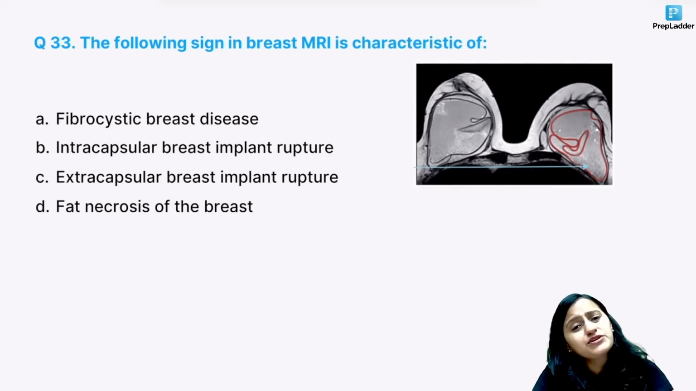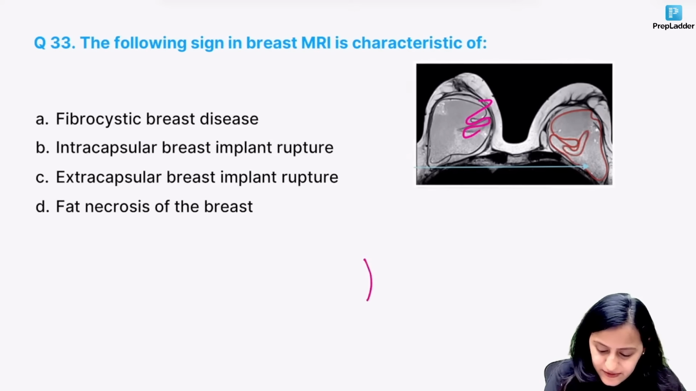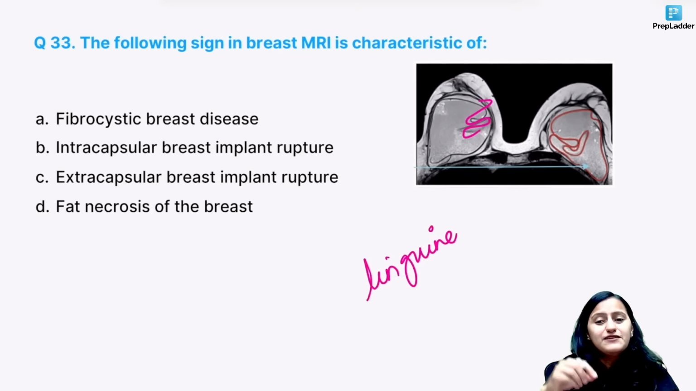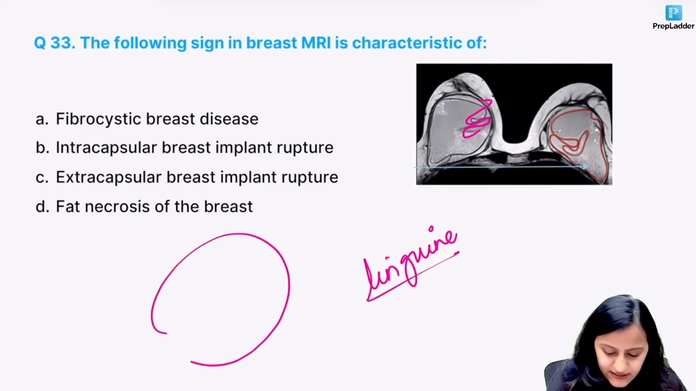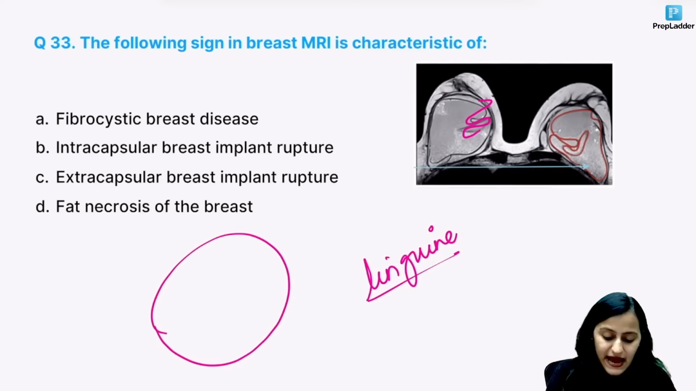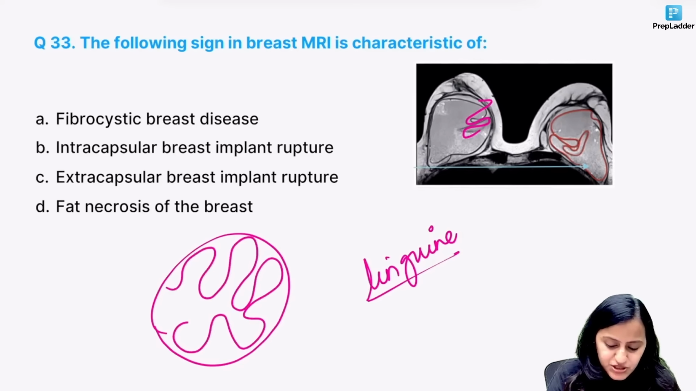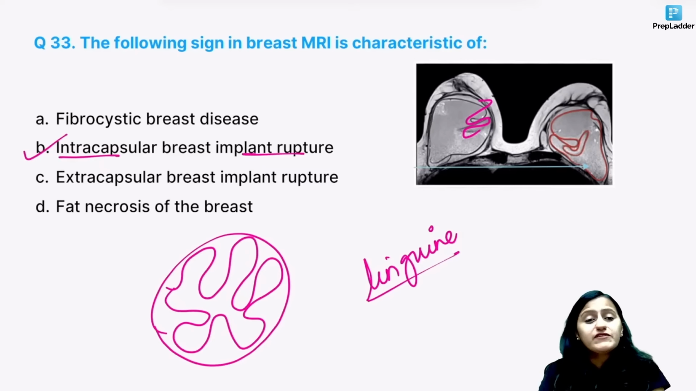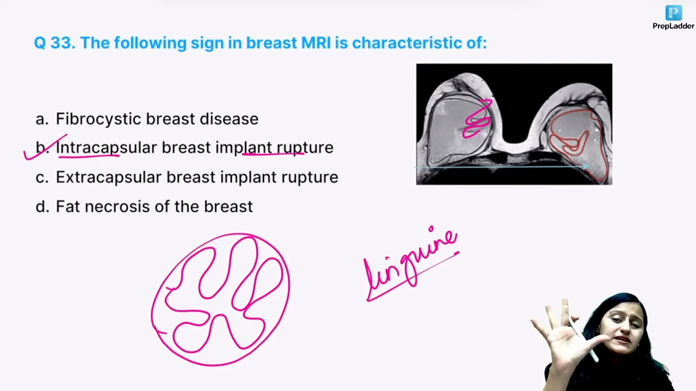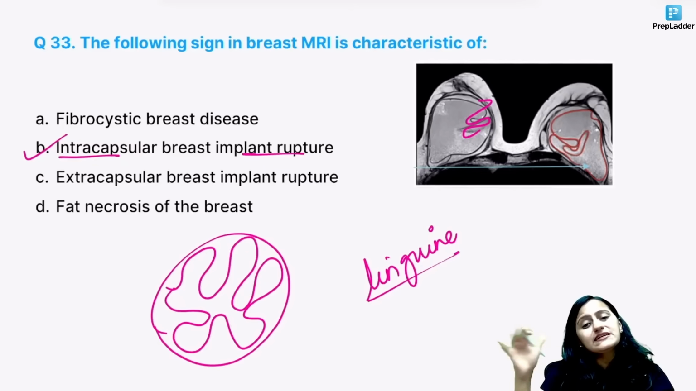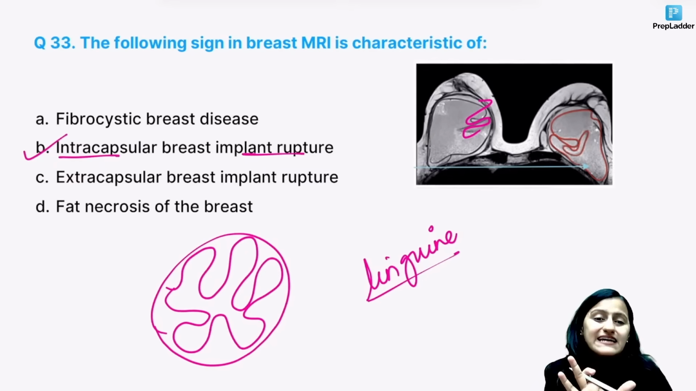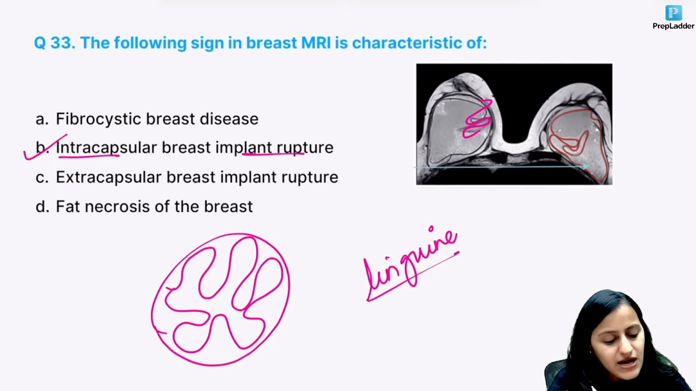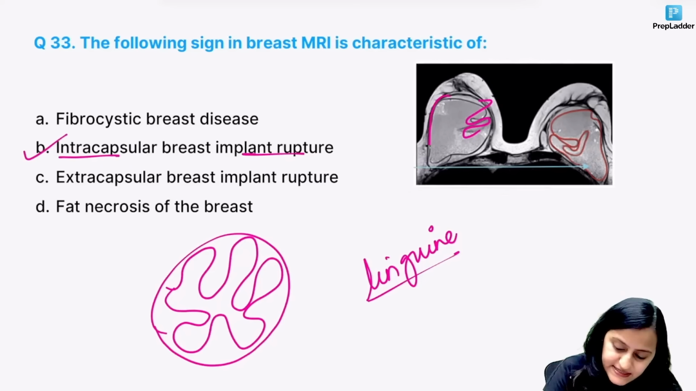Next one, what sign is shown here? This is called the Linguini sign, right? That noodle, spaghetti-like appearance, Linguini sign. That tells you that the capsule of the implant is intact, while the inner membrane has ruptured. This is intracapsular rupture. So intracapsular rupture is what shows the Linguini sign. If it was extracapsular, the silicone material would go out of the implant, but this is contained within the capsule. So this is intracapsular rupture. The capsule is intact.